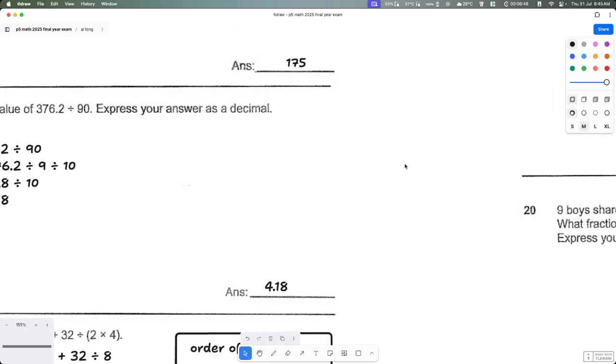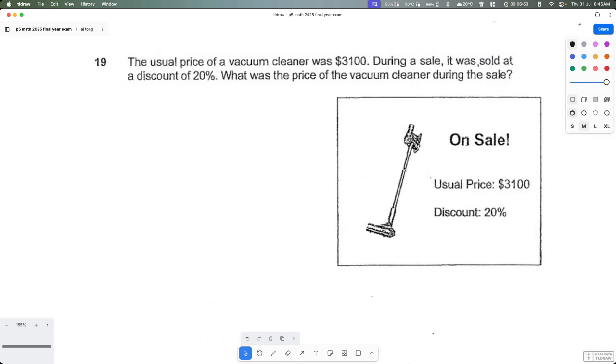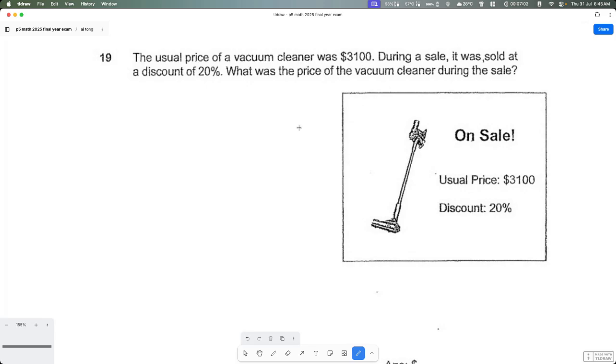All right, let's move on to the next question. Question number 9. So the usual price of the vacuum cleaner was $3,100. During a sale, it was sold at a discount of 20%. What was the price of the vacuum cleaner during the sale?